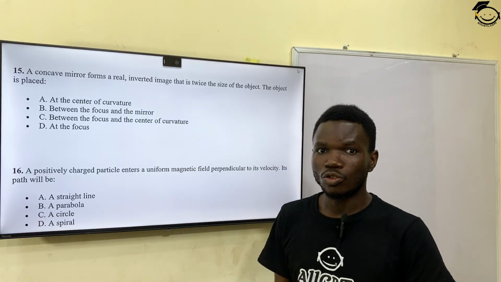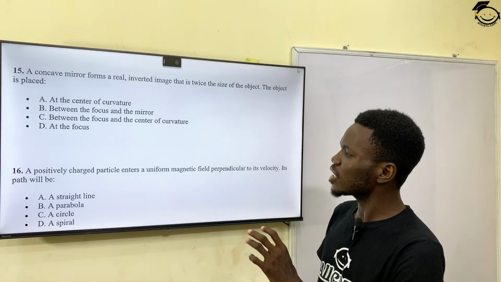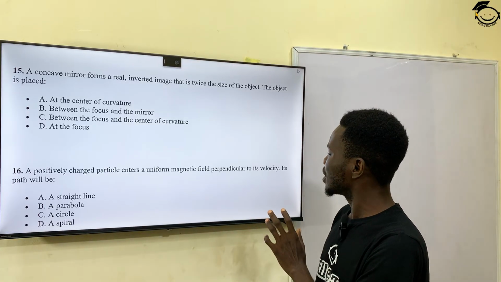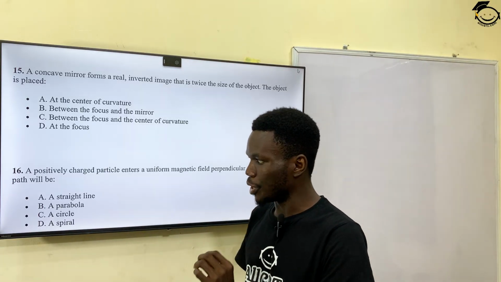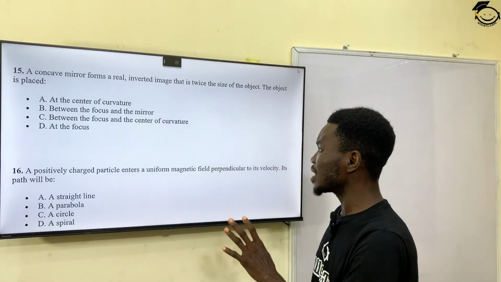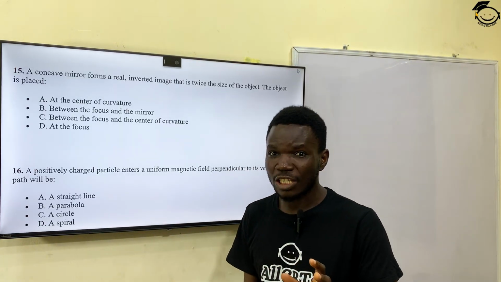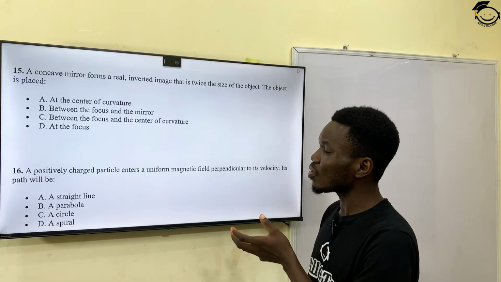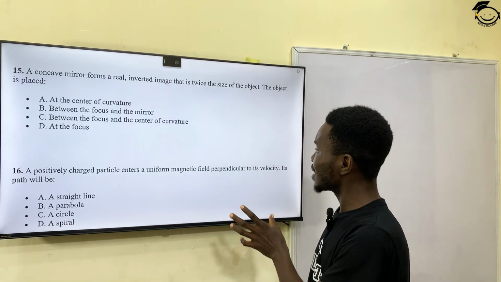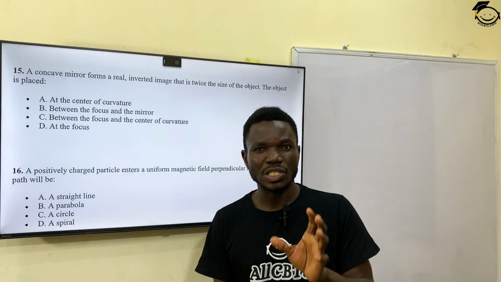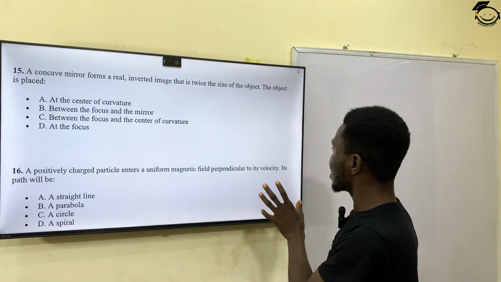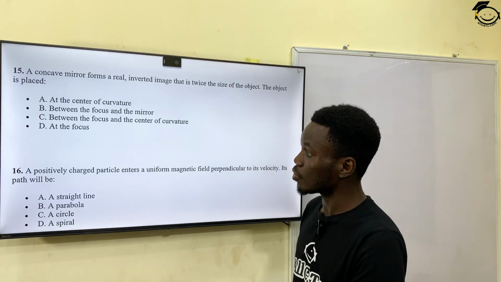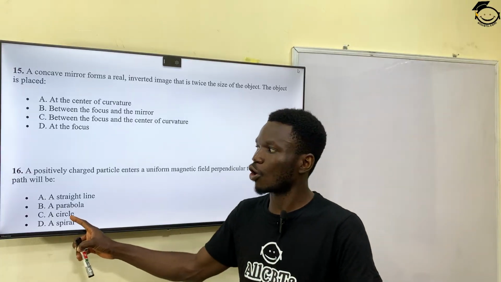Moving on to question number 16, it says a positively charged particle enters a uniform magnetic field perpendicular to its velocity. Its path will be... Now, when a charged particle is placed in a uniform magnetic field, it forms a circular path such that the force that is present in this particular magnetic field becomes centripetal force. So its path is supposed to be circular. It's going to form a circle. So its path is going to be a circle, which is option C.